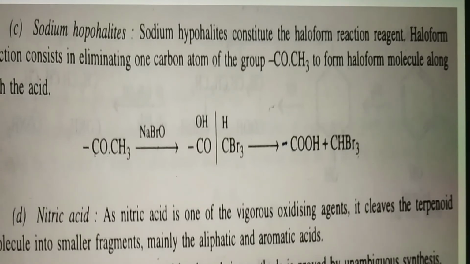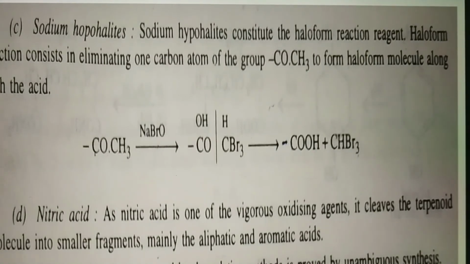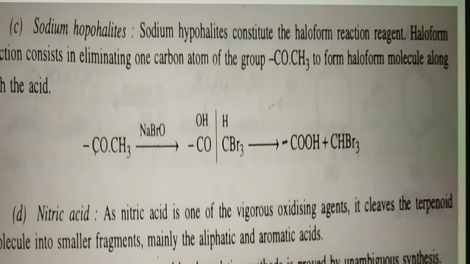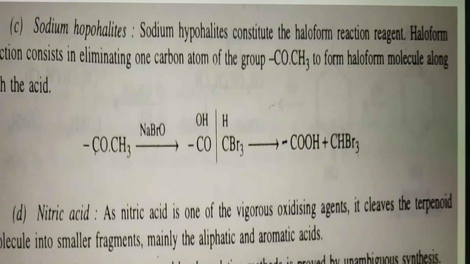And the last oxidizing agent which is most frequently used is nitric acid. When we use nitric acid as an oxidizing agent, it is one of the vigorous oxidizing agents and it cleaves the terpenoid molecule into smaller fragments, mainly aliphatic and aromatic acids. So this was all about the discussion of various steps in the structure determination of terpenoids, and finally once we establish the structure of the terpenoid molecule, its structure is confirmed by its synthesis.